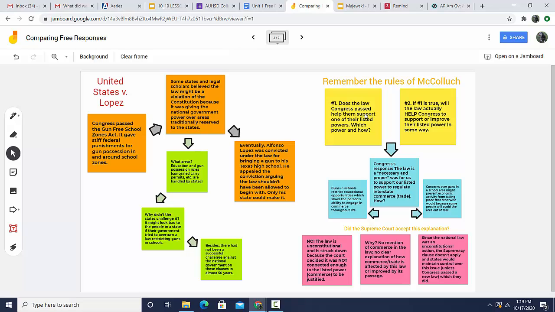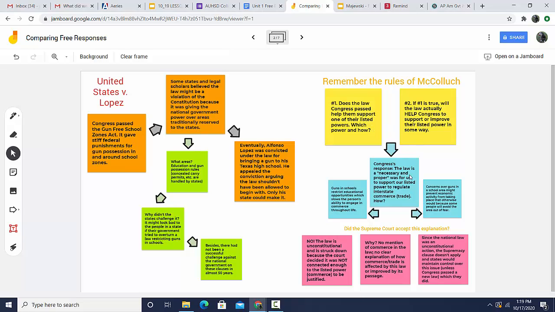Well, we have to then apply what we learned in McCulloch to the Lopez case. So we've got to apply the same rules. One, does the law Congress passed help them to support one of their listed powers? And then, if so, which listed power and how does this law do so? And then number two, if that's true, will the law actually help Congress to support or improve their power, right? So what power is it connected to, and how is this going to help you to further your listed power with this law?